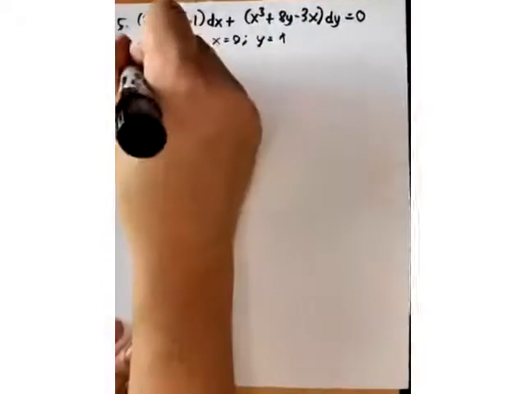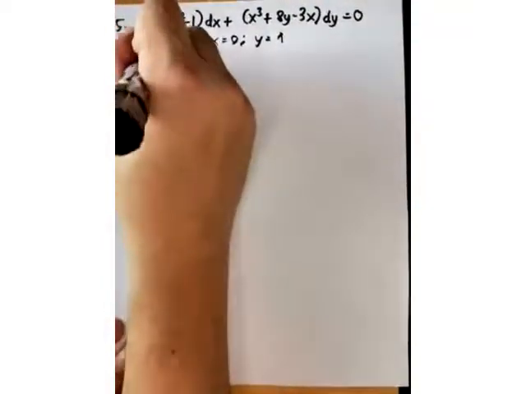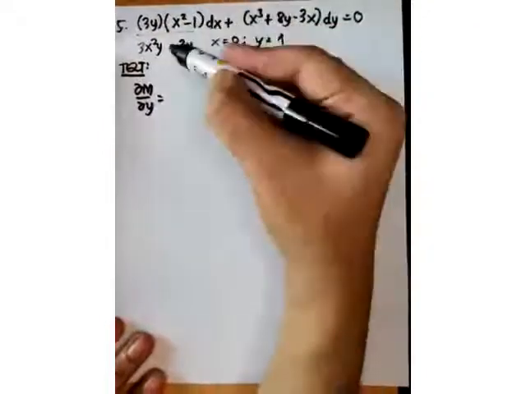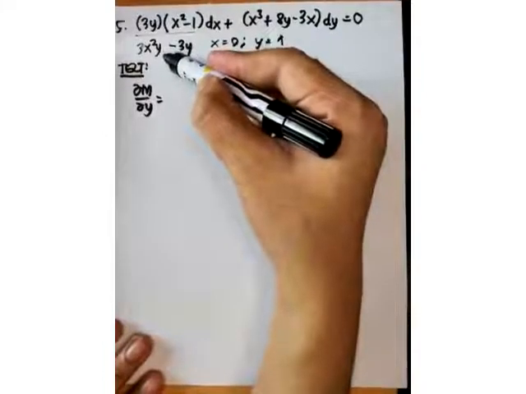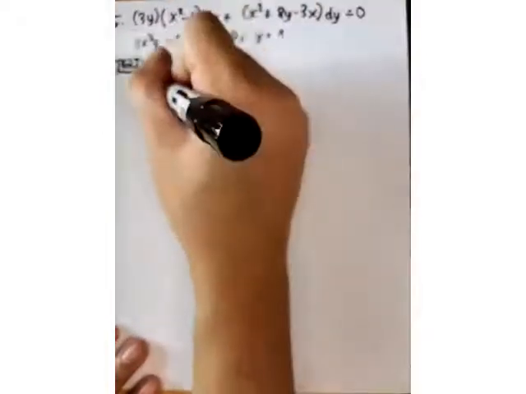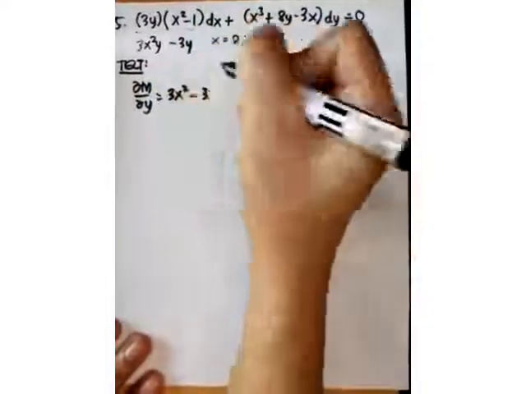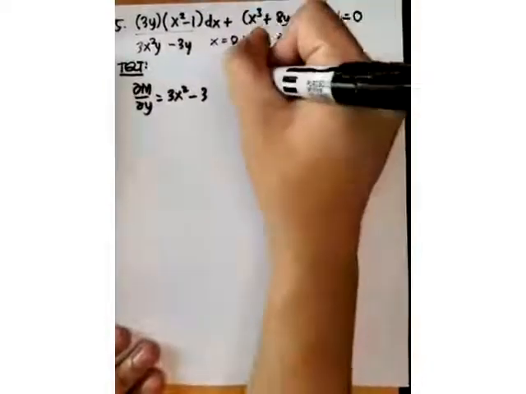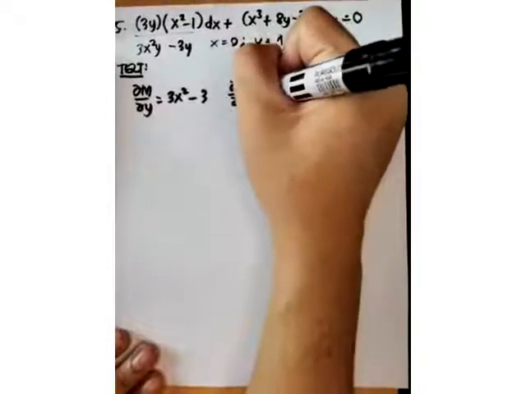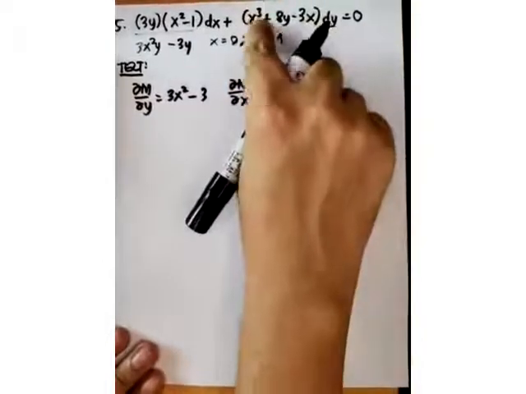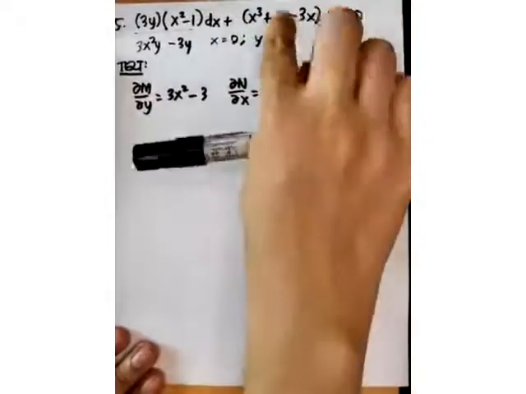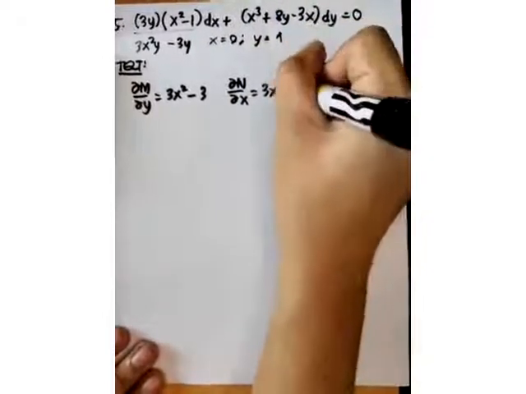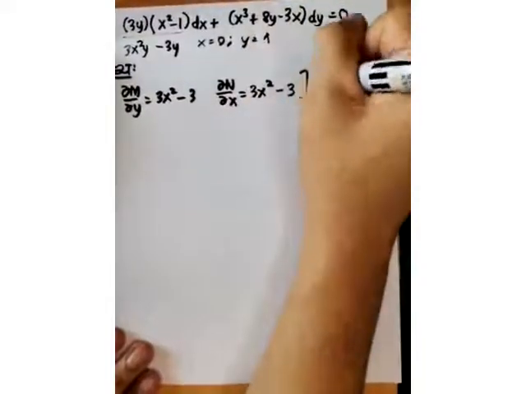Okay? And then, iti-test na natin ng exactness. So yung partial derivative ng m with respect to y. Y is yun yung diniderive natin, therefore x is constant. So that's 3x squared minus 3. Okay? Next, yung partial derivative ng n with respect to x. So y is constant. So derivative ng x cubed, 3x squared. Derivative ng 8y, 0. And then derivative ng negative 3x is negative 3. Ayan. So therefore, it is exact.